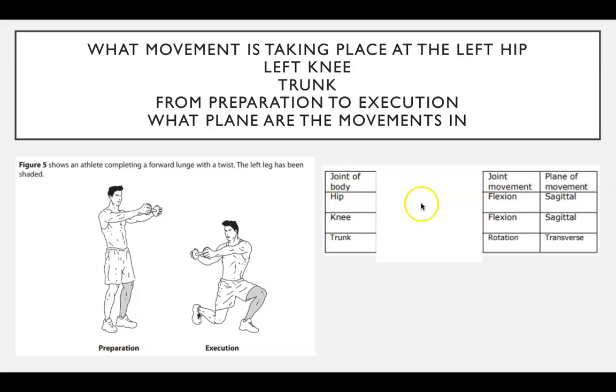Joint, so let's go hip. So flexion's taking place. It's gone from extended to flexed. Takes place in the sagittal plane. Knee has gone from being extended to flexion. Takes place in the sagittal plane. And then the trunk has gone from facing forwards to rotating, so rotation, and rotation takes place in the transverse plane.